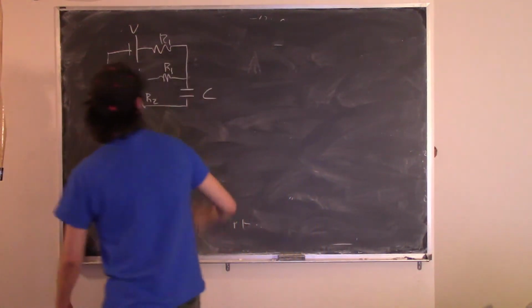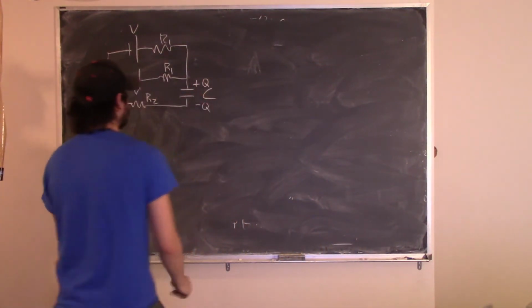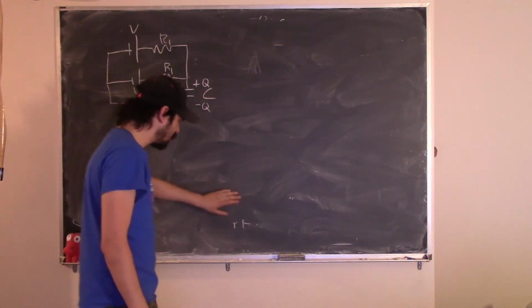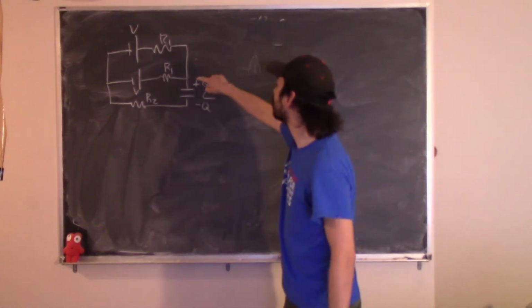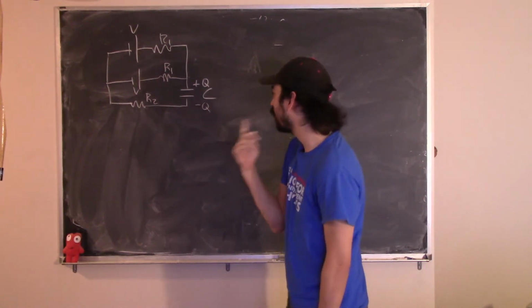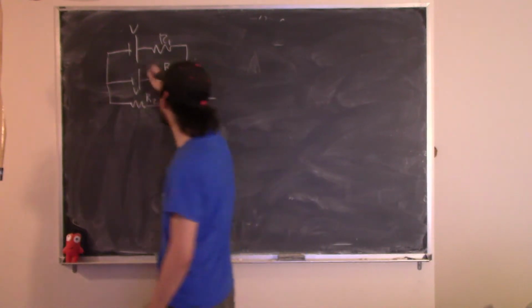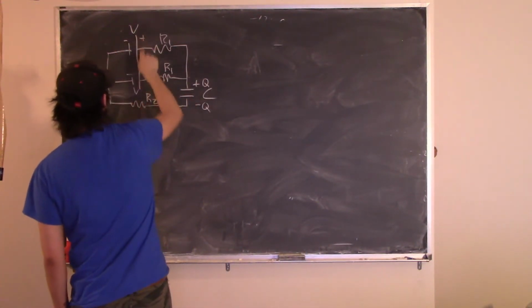So the first thing that I'm going to do is put my charges on the capacitor. So this is going to be plus Q and minus Q. Now, as I was alluding to before, you're free to choose this however you want. I could have made this minus Q and made this plus Q. But there's a particular reason why I chose this to be plus Q and this to be minus Q. And it's because this is the positive side, the positive end of the battery.